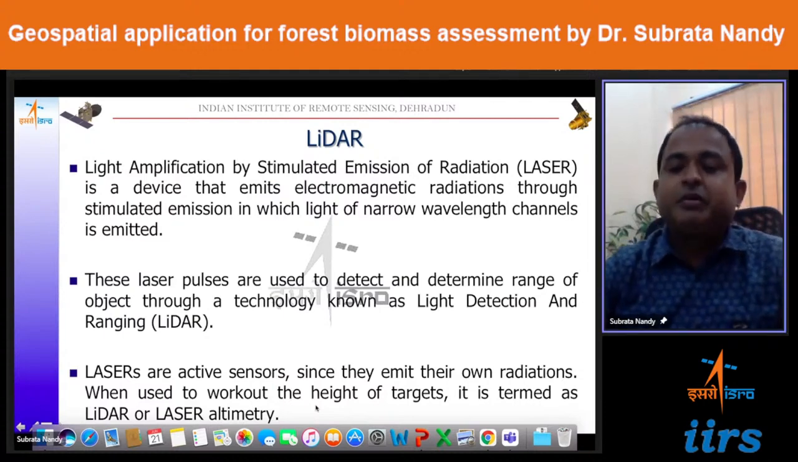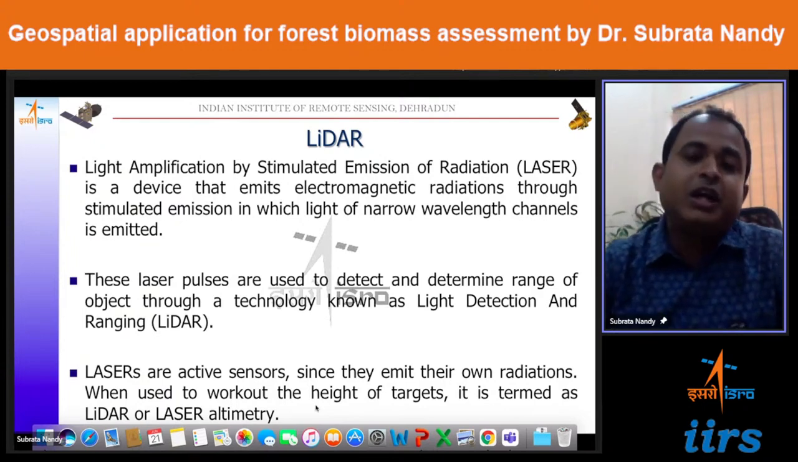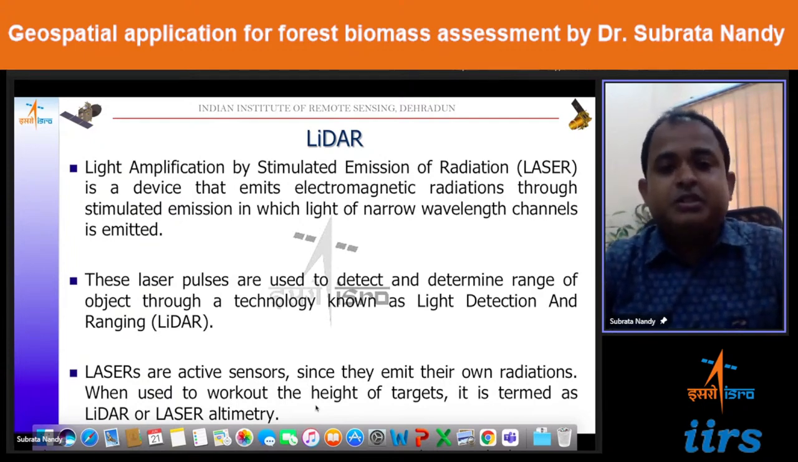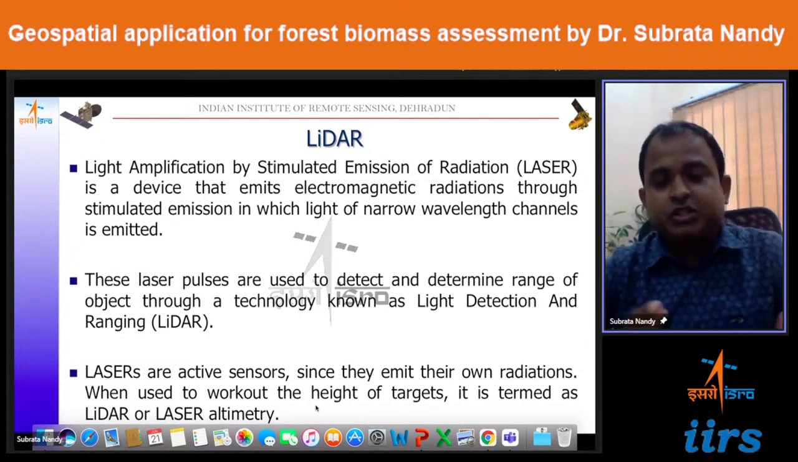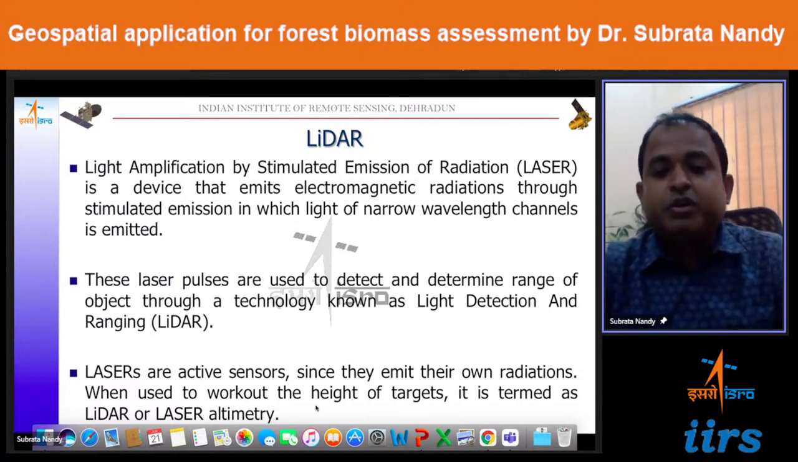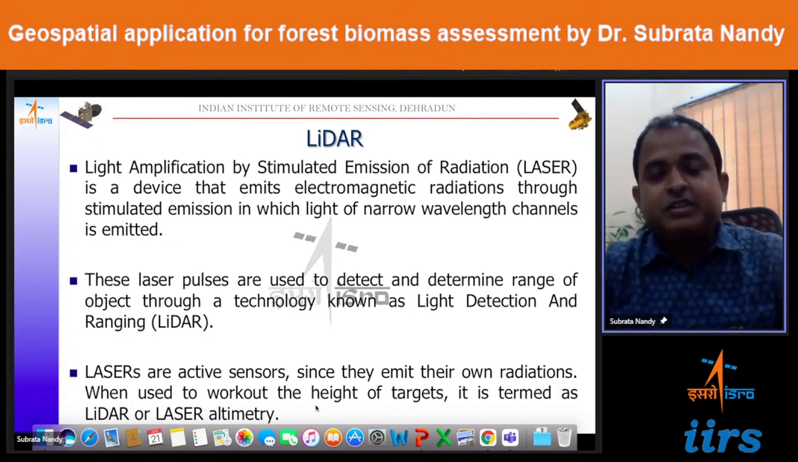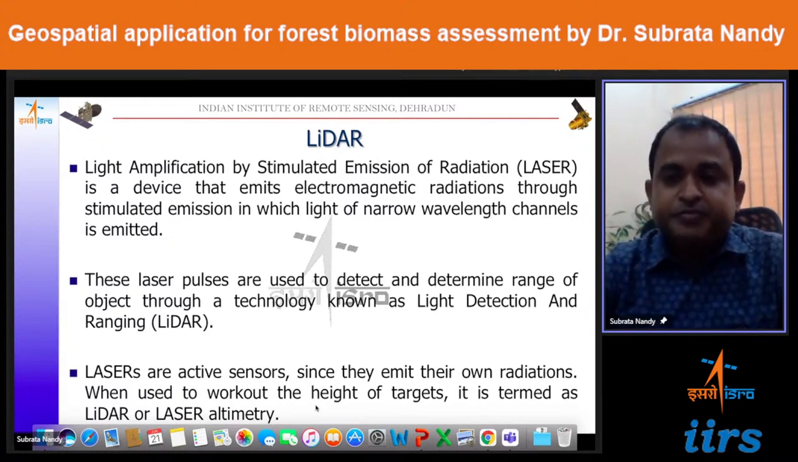Now coming to active remote sensing, here I'll be specifically discussing lidar remote sensing. Lidar is light detection and ranging. It uses laser pulses to determine the range of an object or the height of an object also. When it is used for determining the height of any target, it is called laser altimetry, or you can say lidar. A laser is a device that emits electromagnetic radiation through stimulated emission, in which a narrow wavelength of channels is emitted.